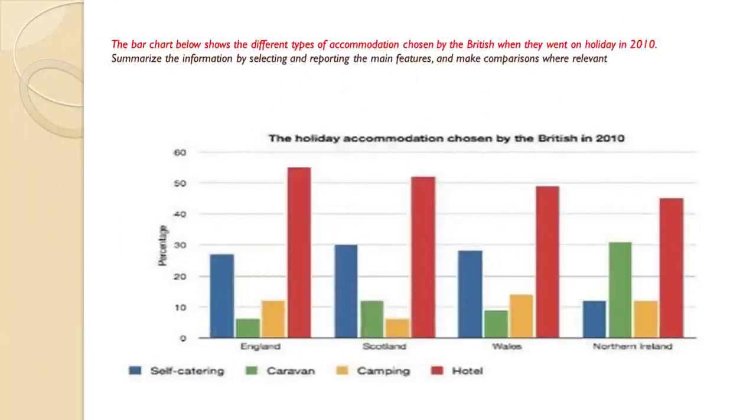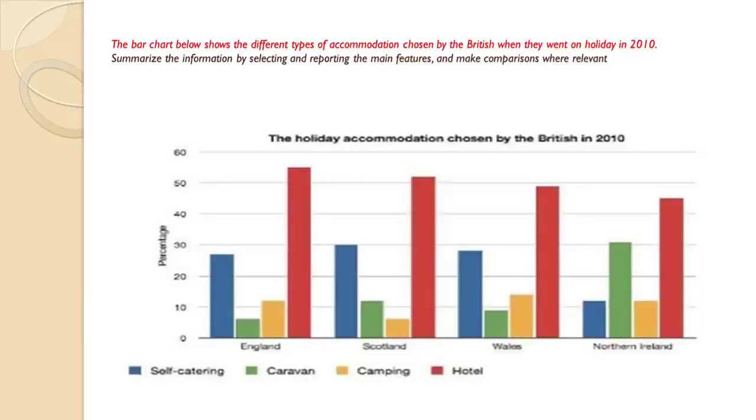First, if you see that the bar chart shows, instead of "show" you can write present, depict, demonstrate, different types of, various types of accommodation. Actually, it will be living places. Chosen means selected, and by the British means by the English, when they went on holiday means vacation in 2010. So you will change the words, and in this way you will do the paraphrasing.